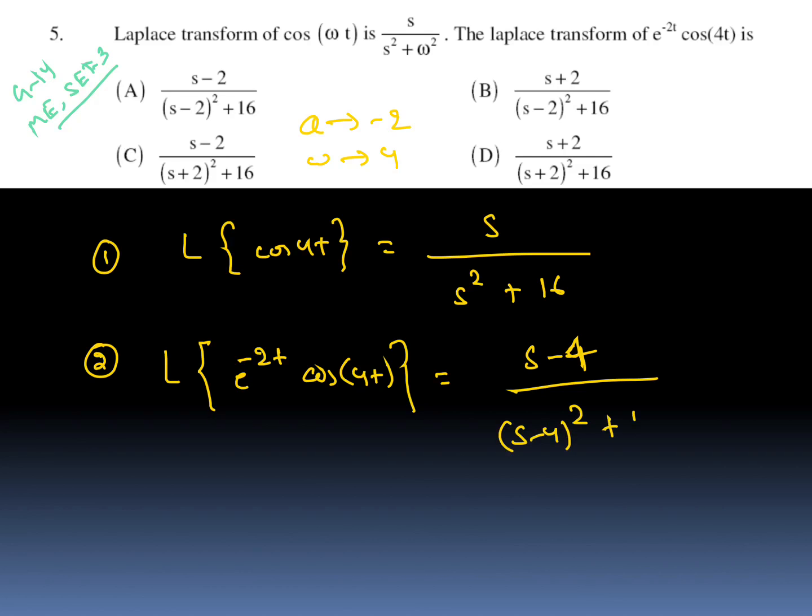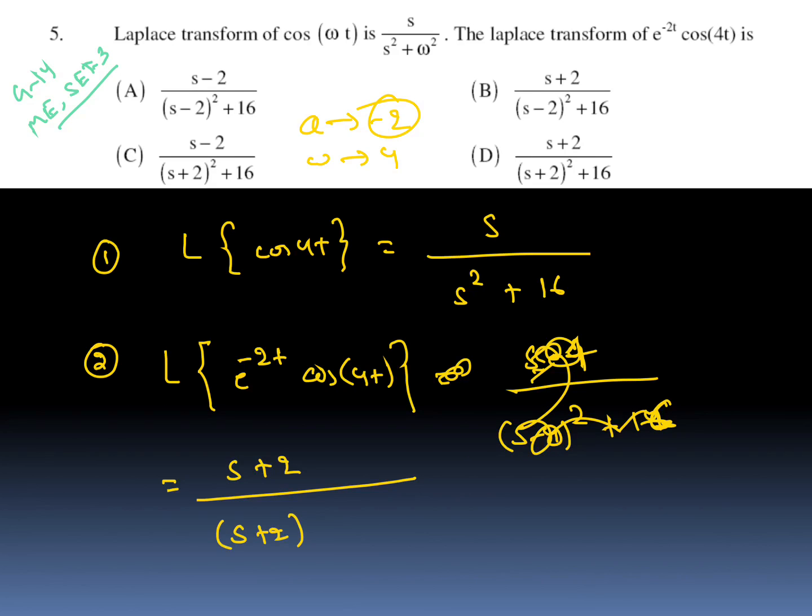Here a is minus 2, so applying the first shifting theorem, Laplace of e to the power minus 2t cos 4t gives s minus a, that is, s minus 4, divided by s minus 4 whole square plus 16. From the option, a is minus 2, so it will become plus here: s plus 2 divided by s plus 2 whole square plus 16. D is your answer.